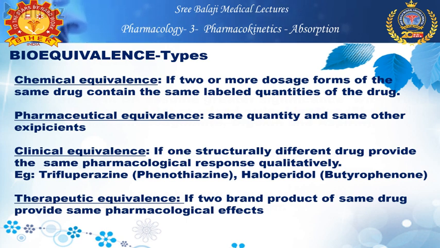For example, the phenothiazine group of antipsychotic drugs, trifluoperazine, and the butyrophenone group, haloperidol, are both used for schizophrenia. Then therapeutic equivalence is when two brand products of the same drug provide the same pharmacological effect, then it is said to be therapeutic equivalence.